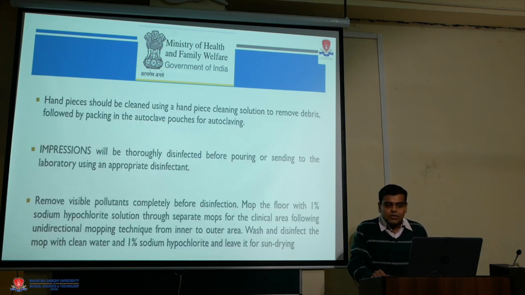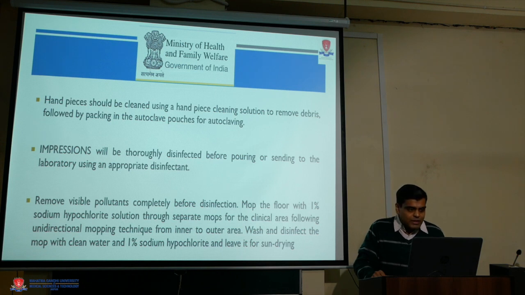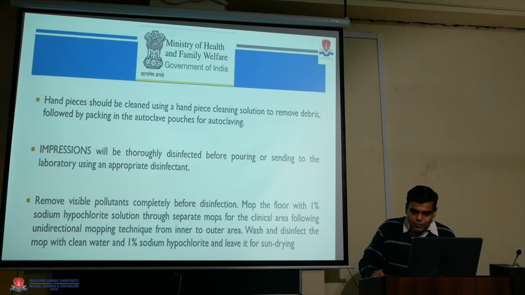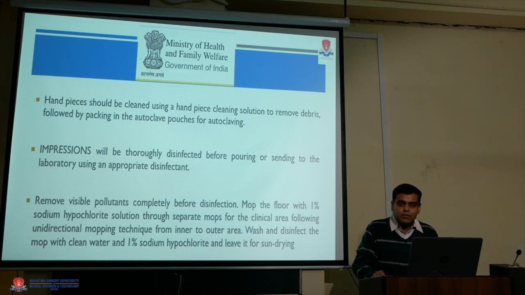The handpiece should be cleaned using a handpiece cleaning solution to remove the debris, followed by autoclave pouches for autoclaving. Impressions should be thoroughly disinfected before pouring and sending to the laboratory, using an appropriate disinfectant solution, and remove the visible contaminants completely before disinfection. Mop the floor with 1% sodium hypochlorite following a unidirectional mopping technique from inner to outer. Wash and disinfect the mop with clean water and 1% sodium hypochlorite. Leave it for sun drying.